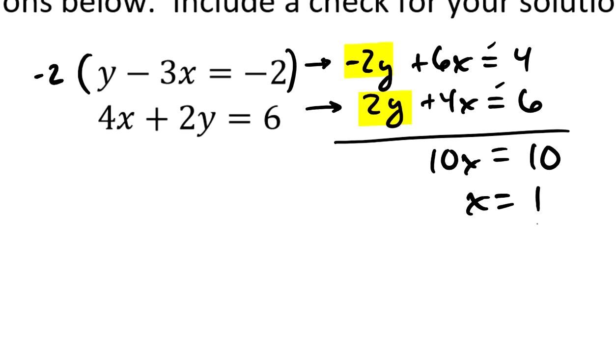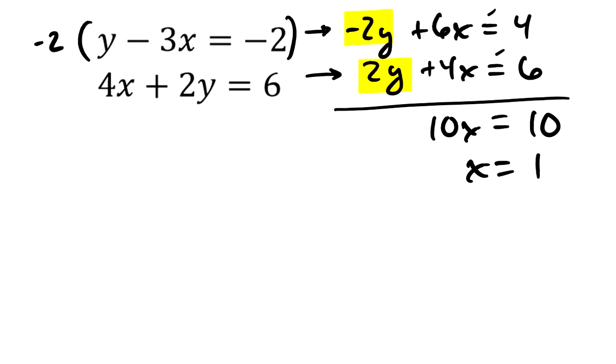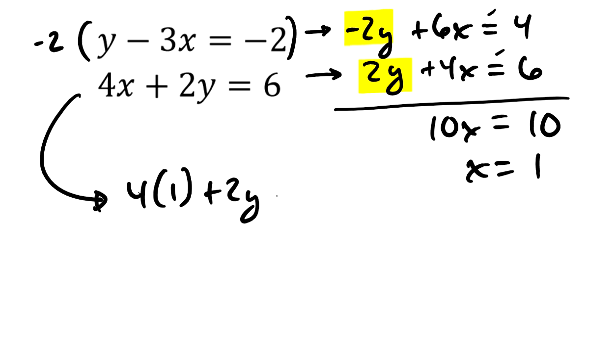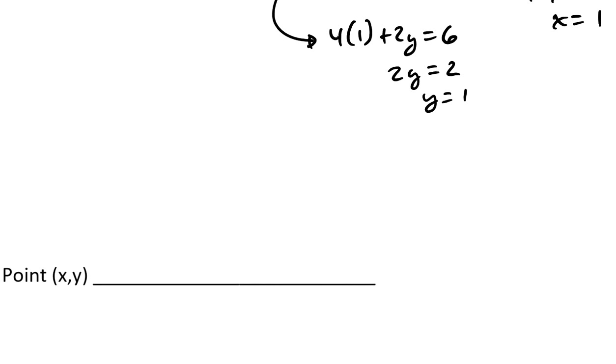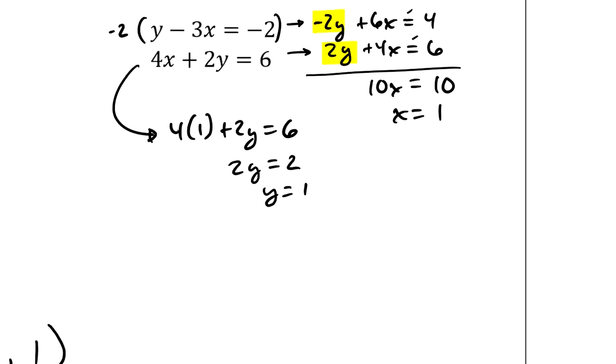And if I plug this value into either one of the equations, I guess I'll pick this second one. It says 4 times that 1 plus 2y equals 6. That means that 2y would have to equal 6 minus 4, or 2, and y is 1. So that's not a very interesting solution point, but it looks like the solution is x is 1 and y is 1. So 1, 1 is a solution point.